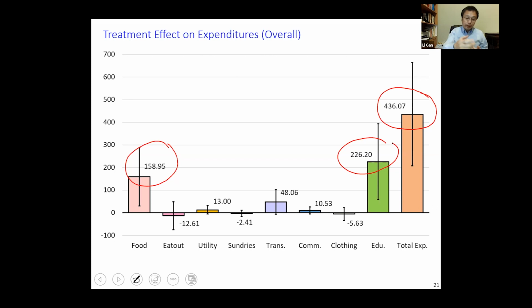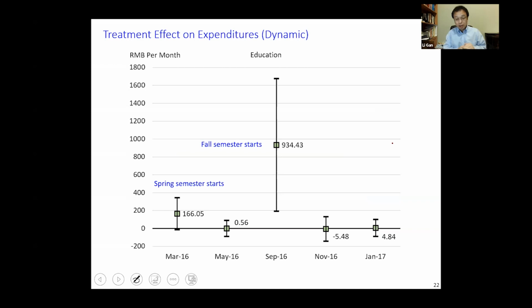So essentially when households get this extra money, they spend on education and on food. We understand spending on food, we just buy more food. Spending on education is something a little bit positive. What do they spend on? So we opened up the education spending to see what they have spent on. In terms of time, when the spring semester started, they spent a little bit more, 166. And when the fall semester started in September, the spending is 934. Mostly depends on the beginning of the semester.